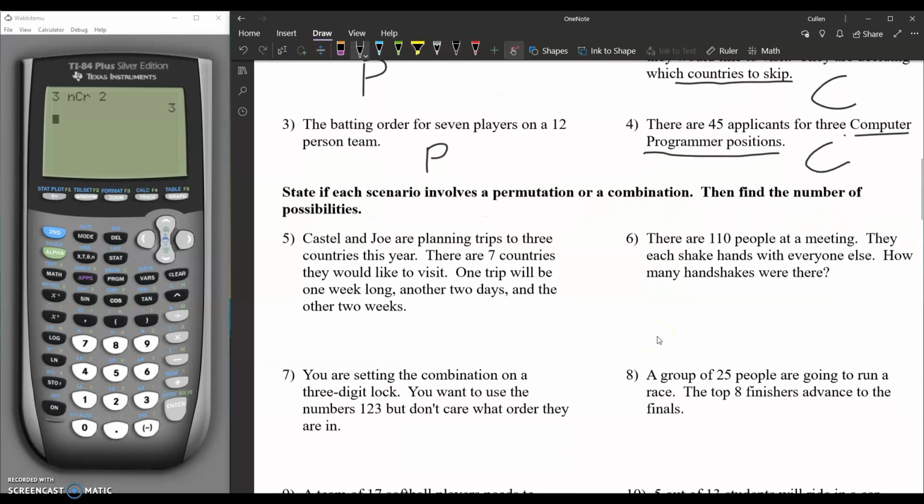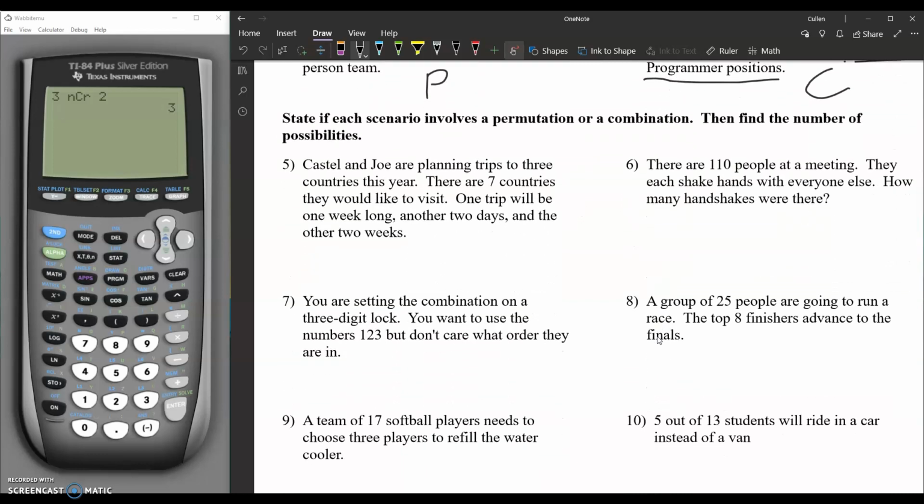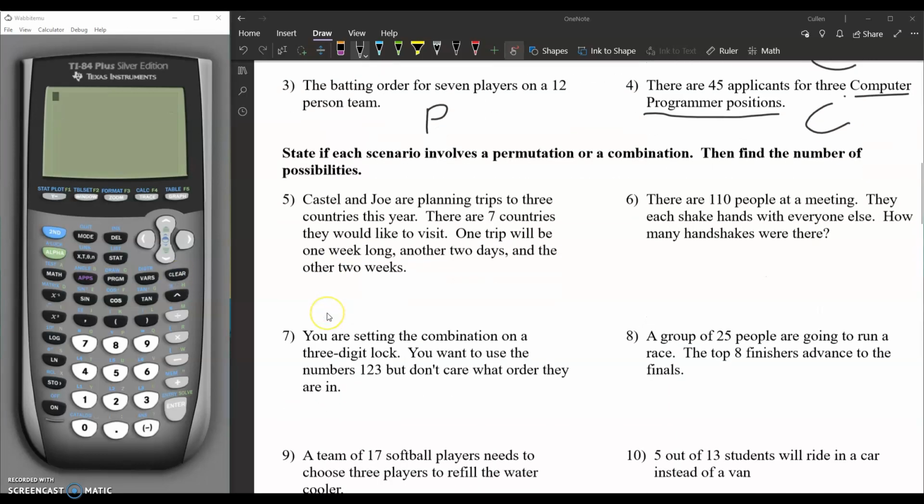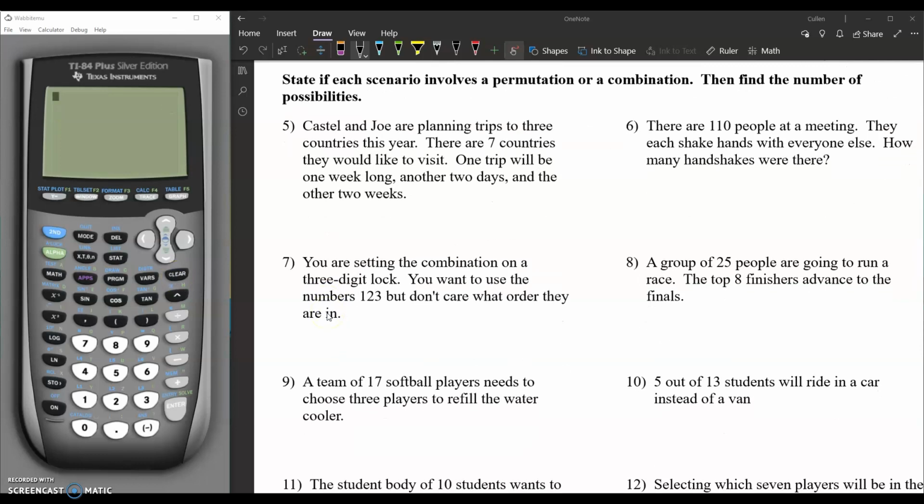Let's do a couple of examples with numbers down here, and I'll again show you how to use your calculator for it. All right, so Castell and Joe are planning to go on trips to 3 countries this year. There are 7 countries they would like to visit. One trip will be 1 week long, another 2 days, and the other 2 weeks. So think about that. Since these different trips are different lengths, and they'll obviously have to be at different times, there are several different ways that you could choose this. So the order does matter because one would be a week long, one would be 2 days, and one would be 2 weeks long. That means you want this to be a permutation.